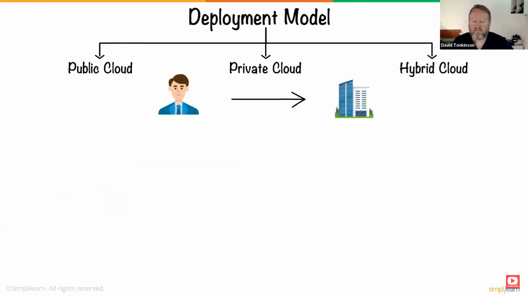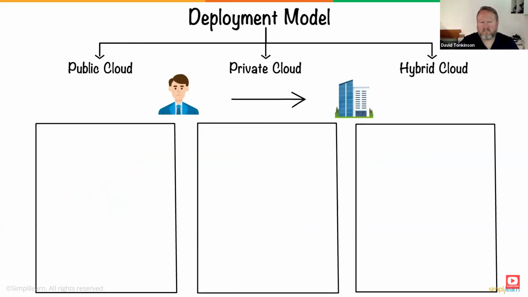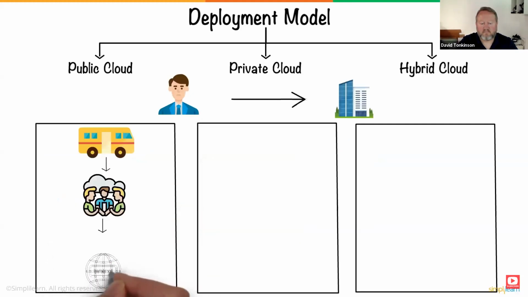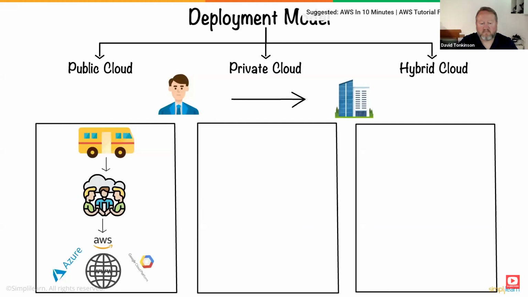Imagine you're traveling to work. You've got three options to choose from. 1. You have buses, which represent public clouds. In this case, the cloud infrastructure is available to the public over the internet. These are owned by cloud service providers.